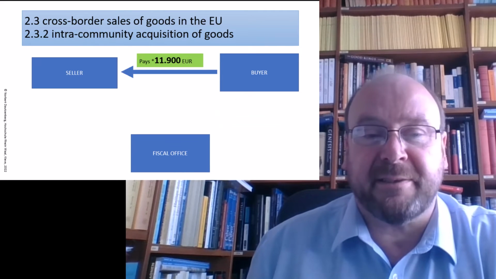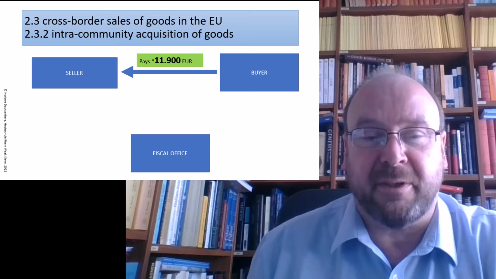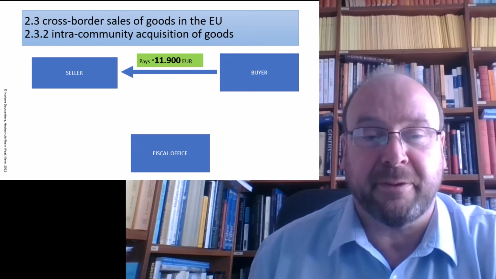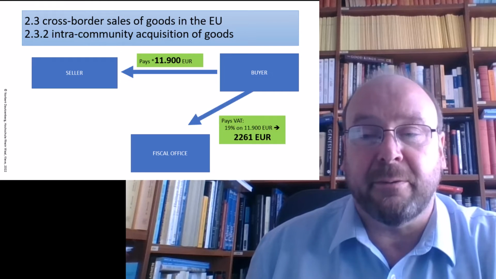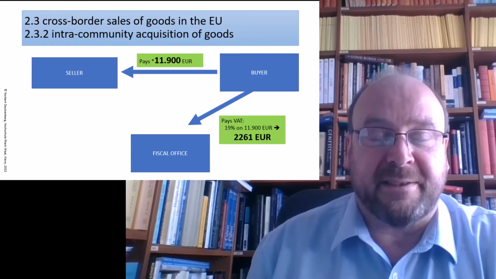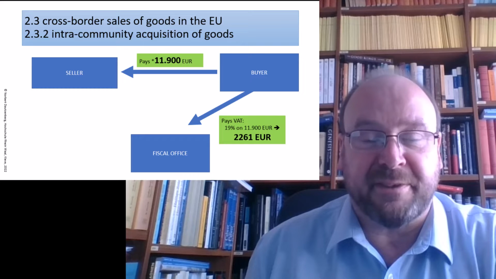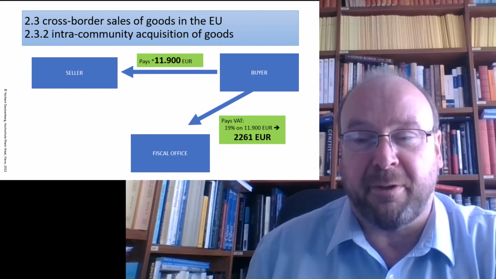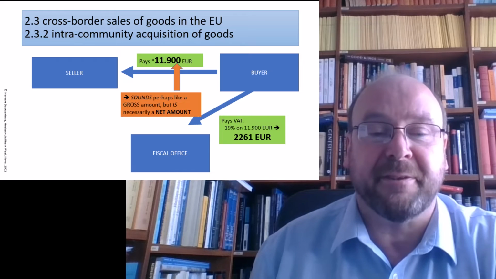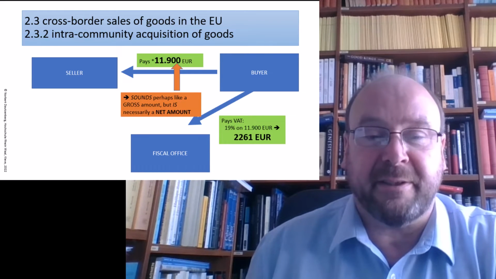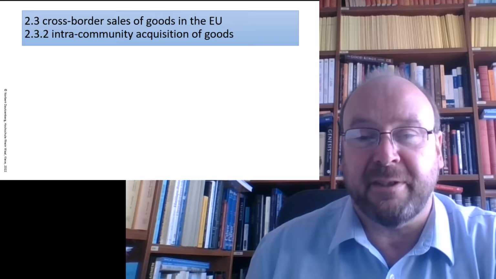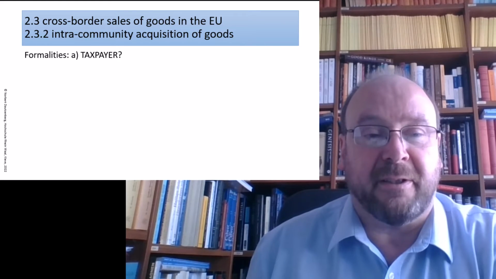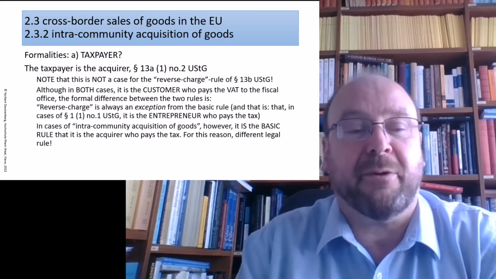So it might sound very much like a gross amount. For example, here, if the buyer pays 11,900 euro, then nevertheless it is automatically a net amount because the VAT has to be paid by the acquirer or buyer on top of that amount to the fiscal office. So it's automatically a net amount. This is one of the most fascinating traps in the solution of a case in an exam.